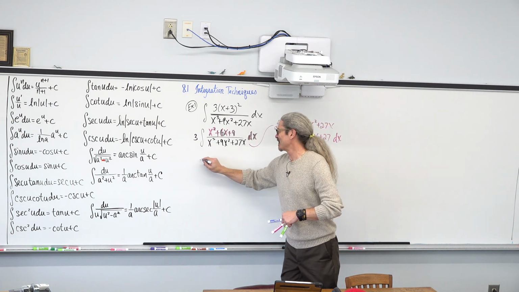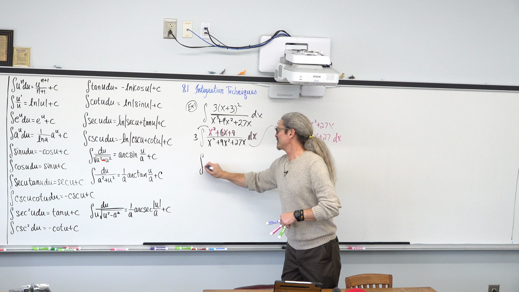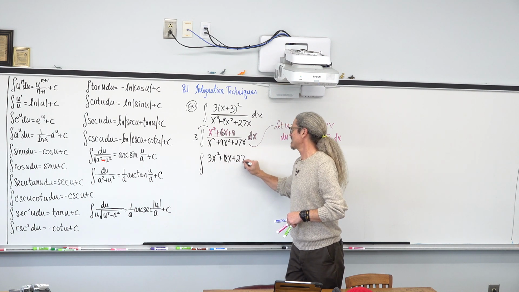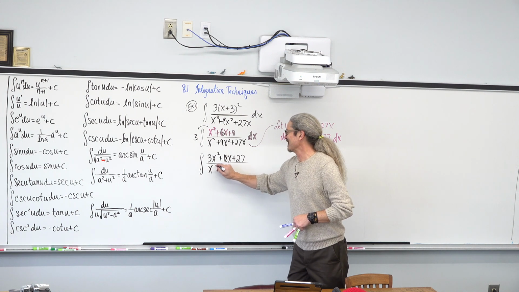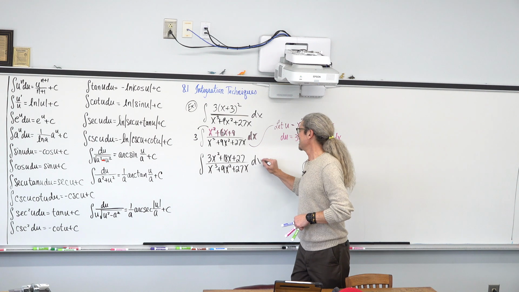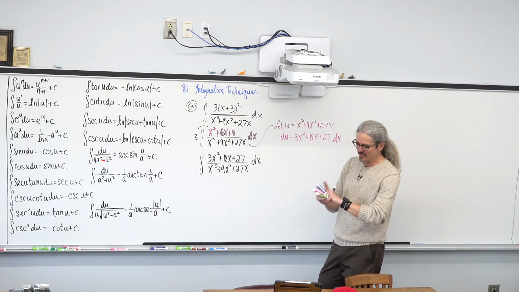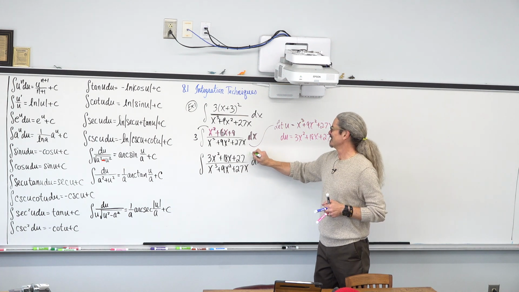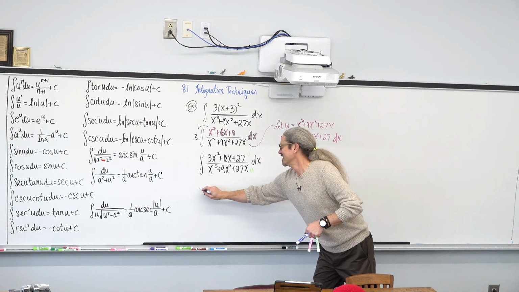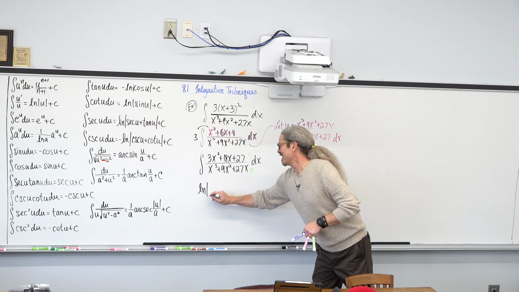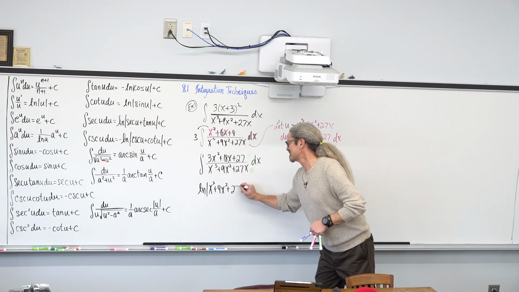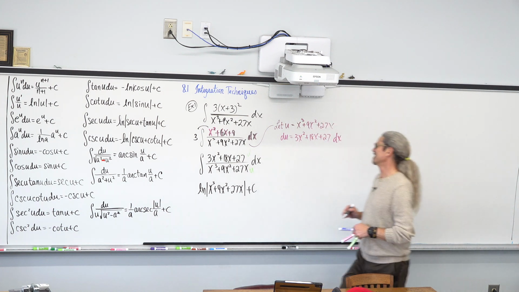And have our definite integral of 3x squared plus 18x plus 27, I teach this for a living, over x cubed plus 9x squared plus 27x dx. That, thank you, is our u prime over u. And we have the natural log of the absolute value of x cubed plus 9x squared plus 27x plus c. All right, that deserves a point.